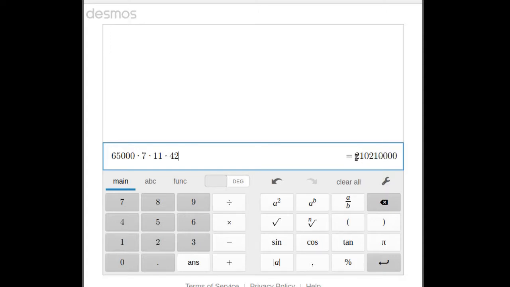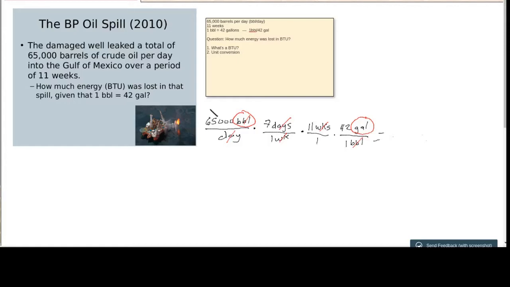This calculator doesn't quite write it out very nice, but maybe I can go over here and copy that number over into my answer sheet. So I've got that number. Let me put the commas in to make it a little bit easier to read. So comma, gallons of oil spilled.